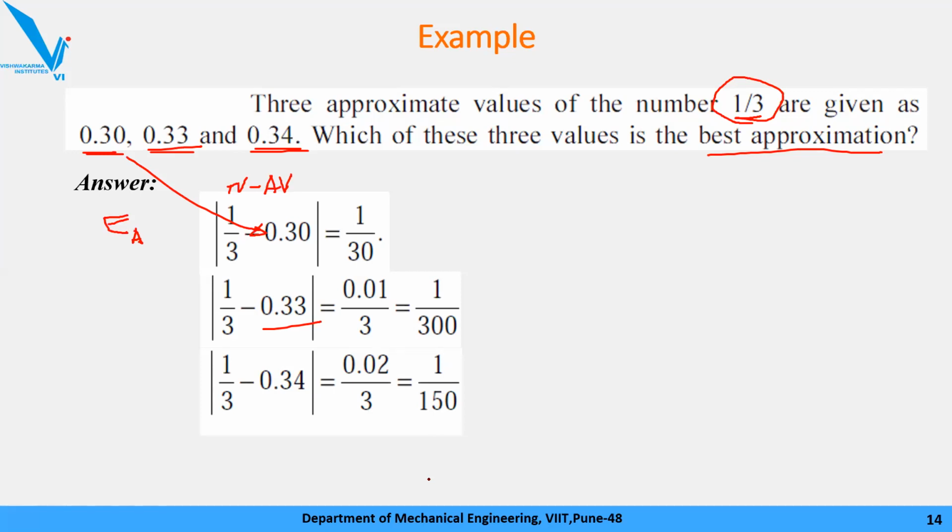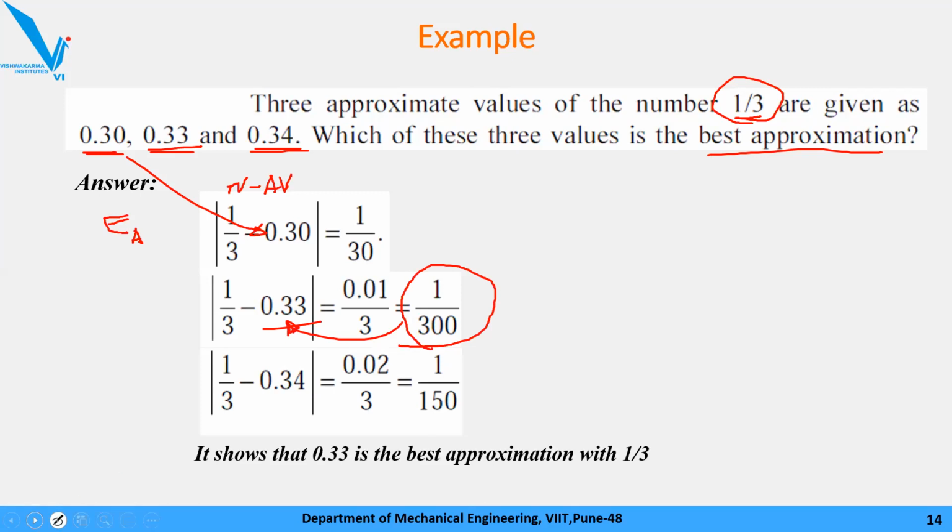So which value is better here? Obviously the less error. सबसे कम error किस में आया हमें? That error is 1/300 and it belongs to this approximation 0.33. So that is your answer. The 0.33 is the best approximation for this. So you can use this concept in your mechanical engineering field for various things. Okay, so we'll see one by one.